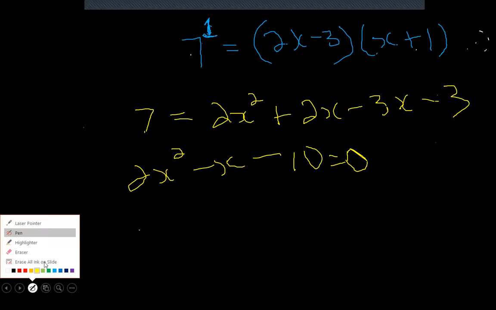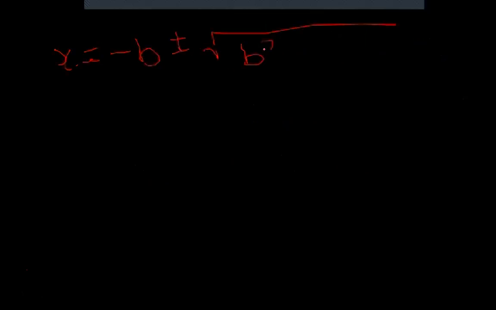Since it can't factorize, right? Remember, not all quadratics can factorize. So if I use the formula, let me just clear this off. If I use the formula, minus b plus or minus the square root of b squared minus 4ac, all on 2a.